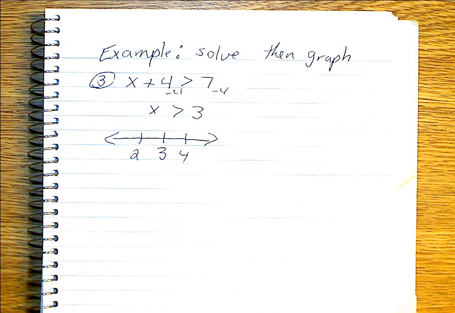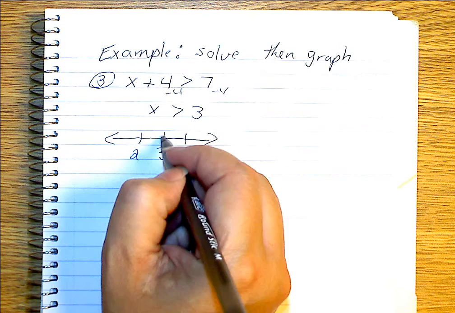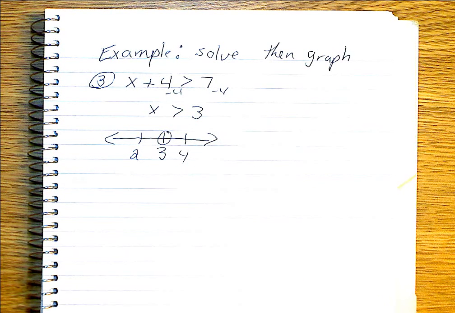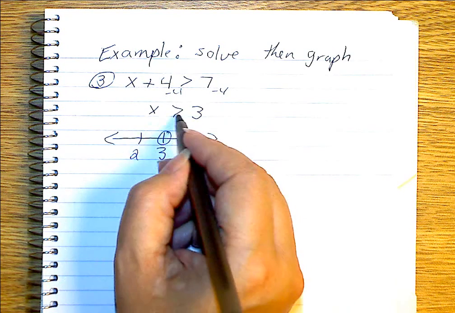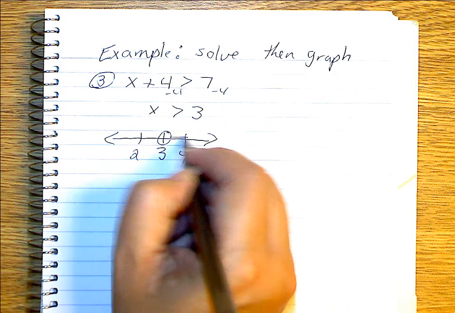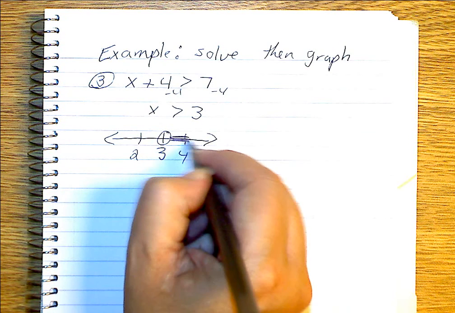So anyways, at 3, is that open or closed? Open. And it's open because there's no equal to. It's saying that it's greater than 3. So hopefully you all agree that we're shading this way.